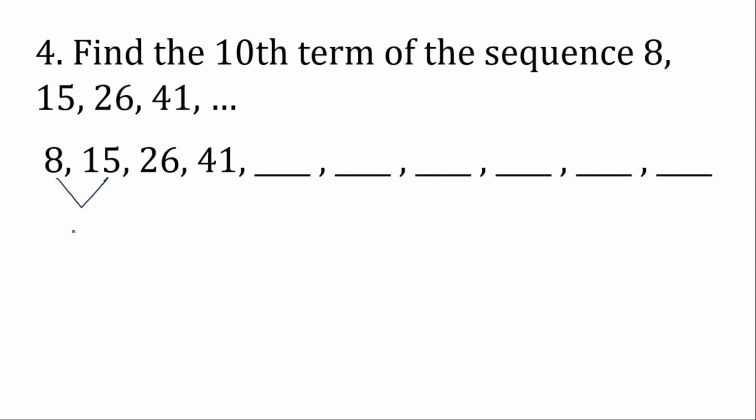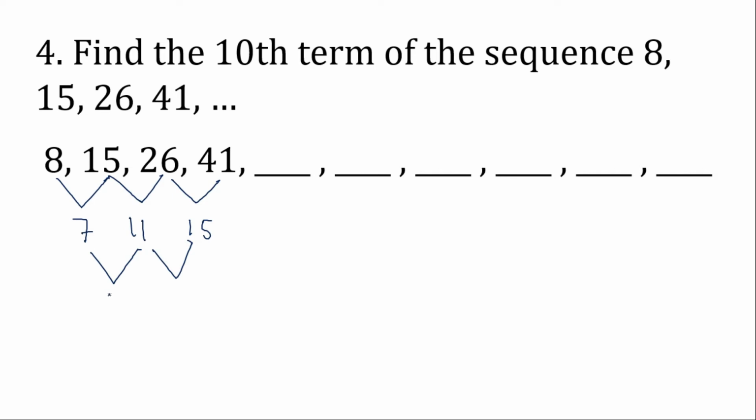So 15 minus 8, that is 7. 26 minus 15, that is 11. 41 minus 26, that is 15. So as you can see, there is no pattern yet that emerged. Let's check again if it has a common difference on our second try.